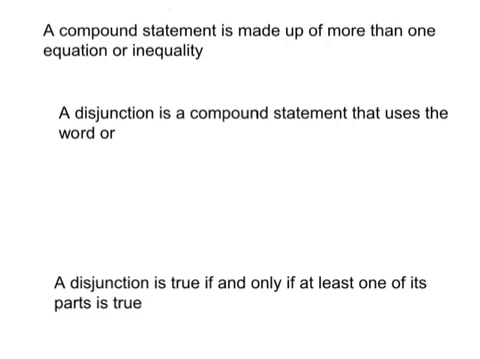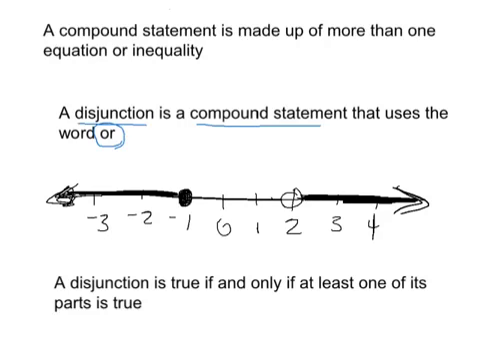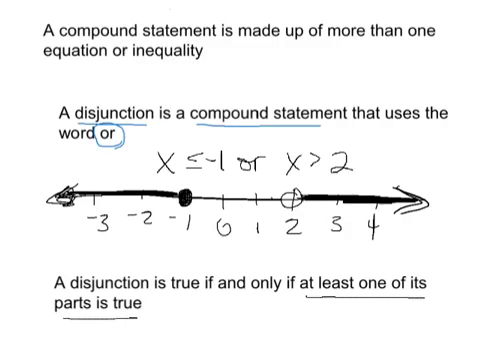First we're going to do disjunctions. A disjunction is a compound statement that uses the word or. They're not connected. An example of a disjunction, a compound statement that uses the word or, is on this number line. This is x is less than or equal to -1, or x is greater than 2. This is a disjunction, a compound statement that uses or. A disjunction is true if and only if at least one of its parts is true.